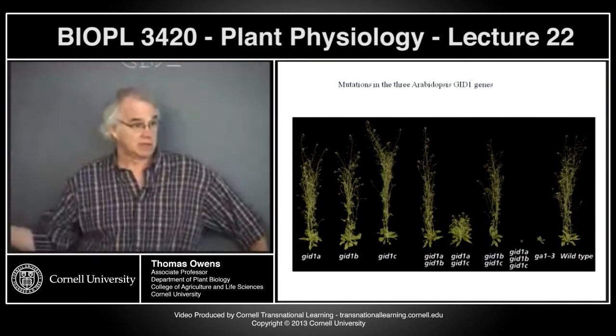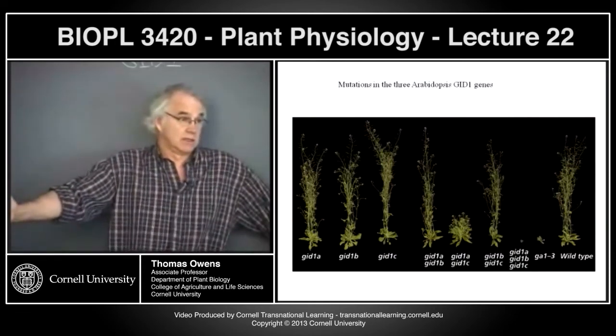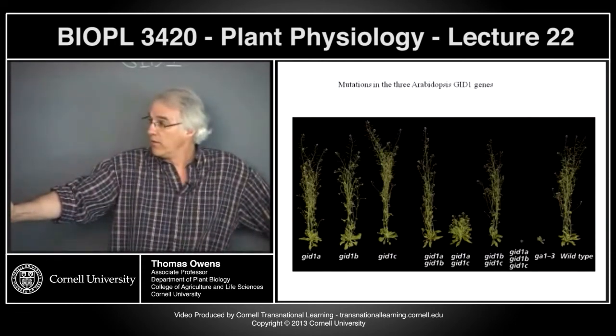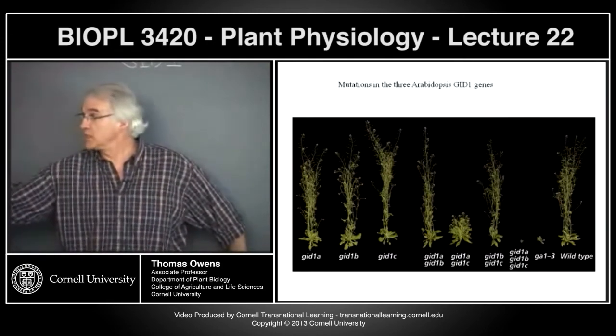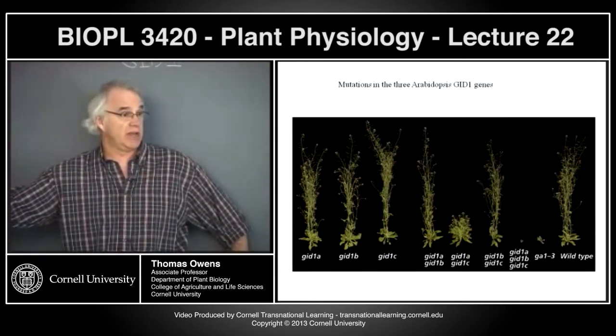Shana? So what's the second to last, GA123? What is that? This one here? Yeah. Oh, this one here. This is a mutant in the GA biosynthetic pathway.